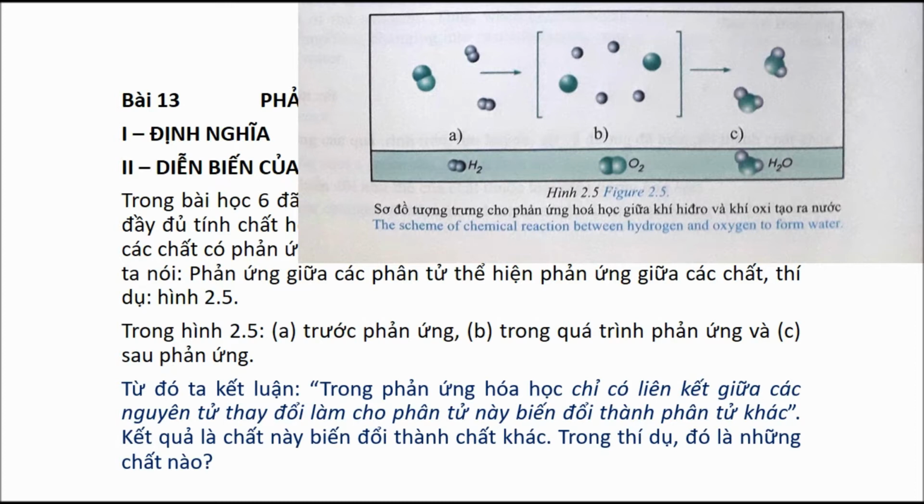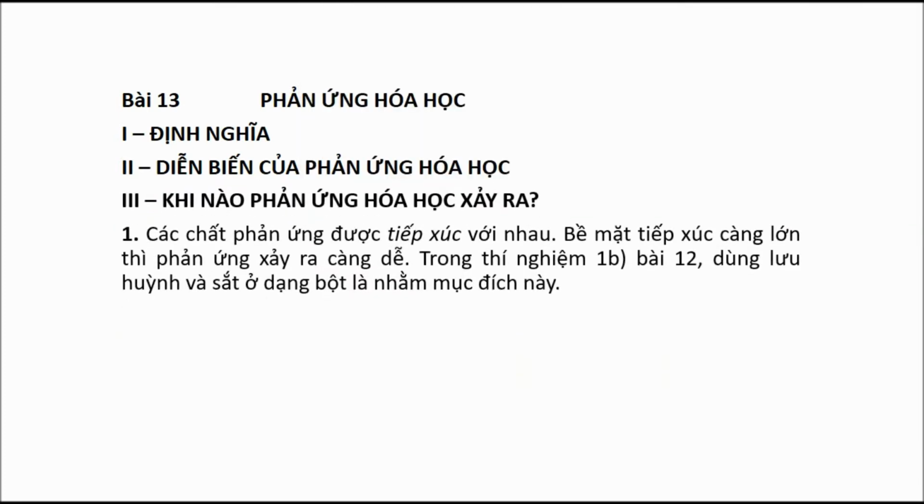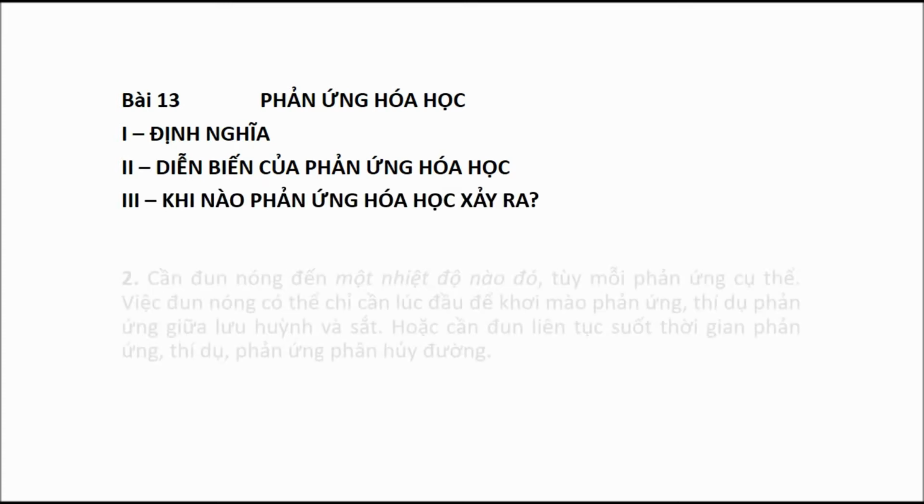What are the substances in the above example? If a metallic element participates in a chemical reaction, after the reaction, this metallic element must bond with atoms of other elements. 3. When does a chemical reaction occur? 1. The reactants come into contact together. The larger the contact surfaces, the more easily the chemical reaction occurs. In experiment 1b of Lesson 12, sulfur and iron are used in powder form for this purpose.